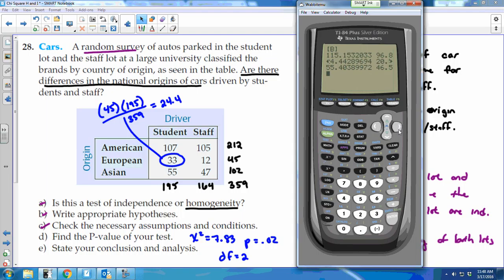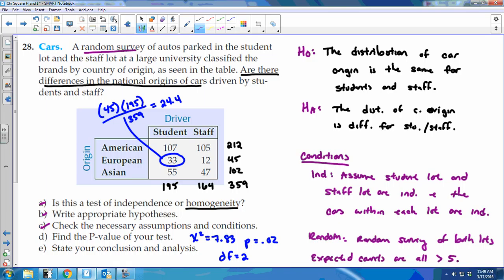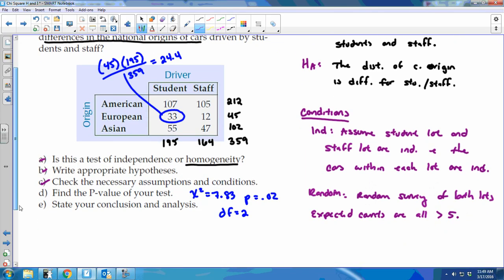Okay, so are all of those numbers greater than 5? Because that's what we're really looking at right now. They look like they're all greater than 5 to me. So my last condition would be expected counts are all greater than 5. Okay? Again, after the conditions are met, I can perform a chi-square test of homogeneity. Any questions about the conditions?